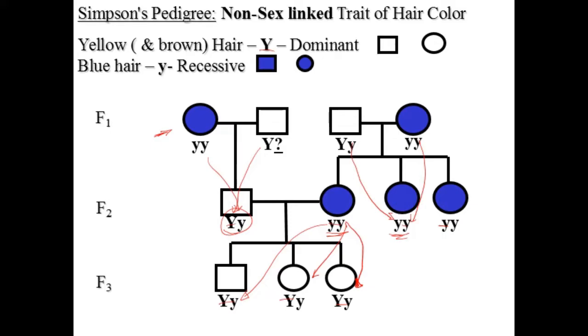Grandpa Simpson doesn't have blue hair. And you'll note that Grandpa Simpson is the only one on this whole family tree you can't quite figure out, because he could be homozygous dominant or he could be heterozygous. Either way would work because he only had the one son there and he obviously didn't have blue hair. So it's unclear exactly what the genotype of Abraham Simpson, Grandpa Simpson, is. Again, all based upon looking at the traits and knowing what's dominant and what's recessive.